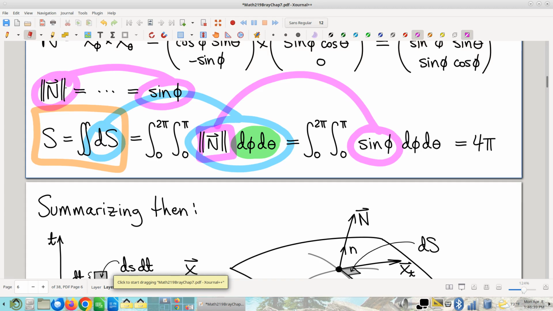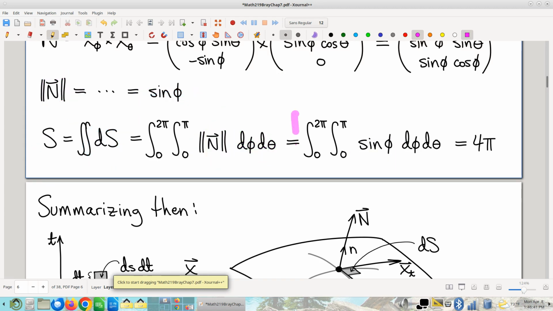And what results then is actually a pretty easy integral to compute. Nice little double integral, nothing to it, plug and chug, answer. Familiar from high school geometry. Okay, everybody feeling good about that?